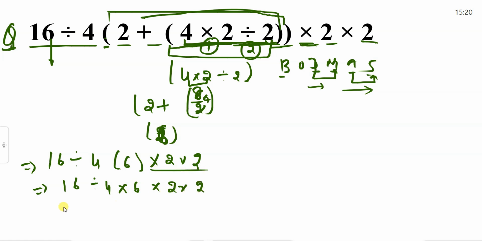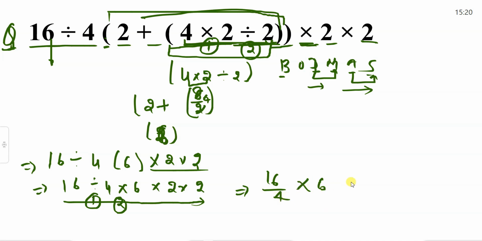Now we'll check left to right. When we check everything left to right, the first operation is division. After that comes multiplication, so we'll do the division first. Let's solve it here: 16 divided by 4 times 6 times 2 times 2. A lot will get canceled here.